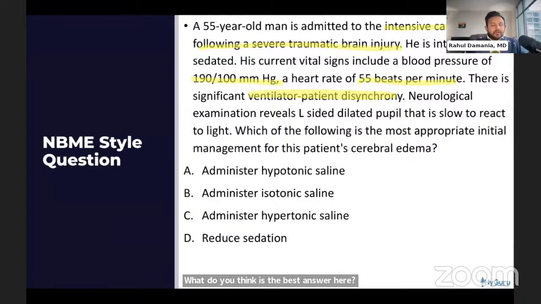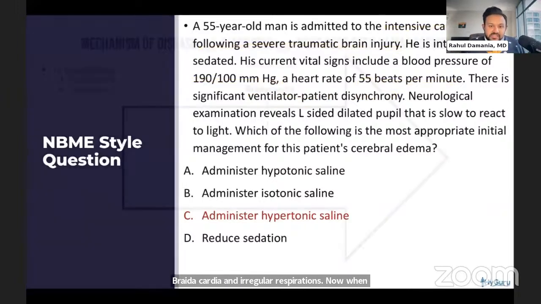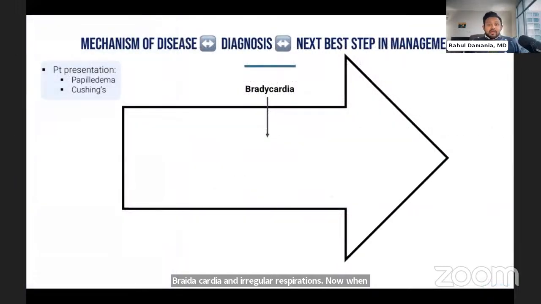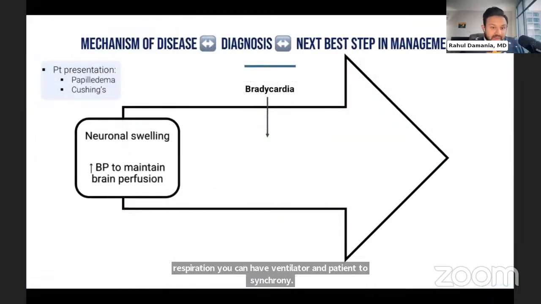Excellent. If you're saying 3% hypertonic saline to reduce intracranial pressure, you're absolutely correct. The triad that you want to recognize here is Cushing's triad. Cushing's triad is going to be hypertension, bradycardia, and irregular respirations. Now, when you're mechanically ventilated and you have irregular respiration, you can have ventilator and patient dyssynchrony. So let's go ahead and go through the pathophysiologic mechanism.